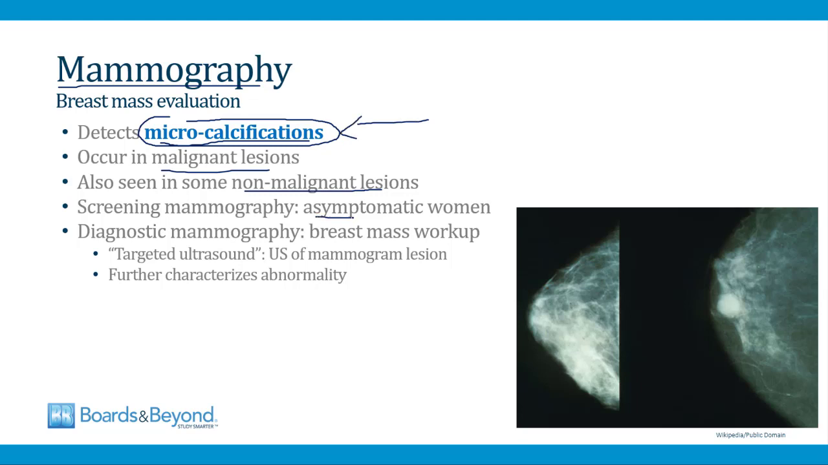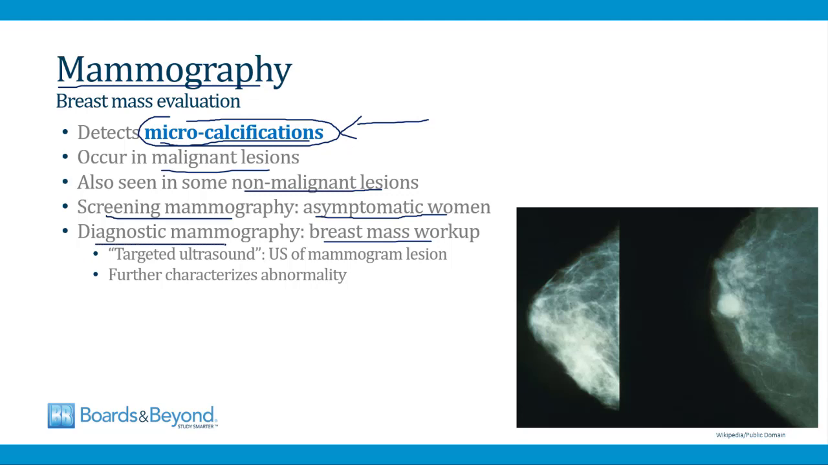When we send asymptomatic women, meaning women without any breast symptoms or breast masses, for mammography, that's called a screening mammography. And this is the major way that we screen for breast cancer, and I talk about this in the video on breast cancer. When you're working up a breast mass or a breast lesion and you send a woman for mammography, that's called a diagnostic mammogram.